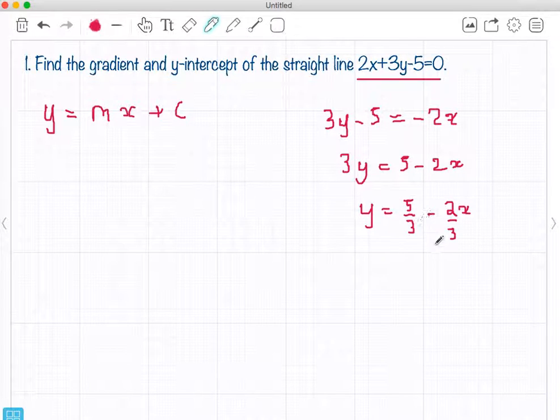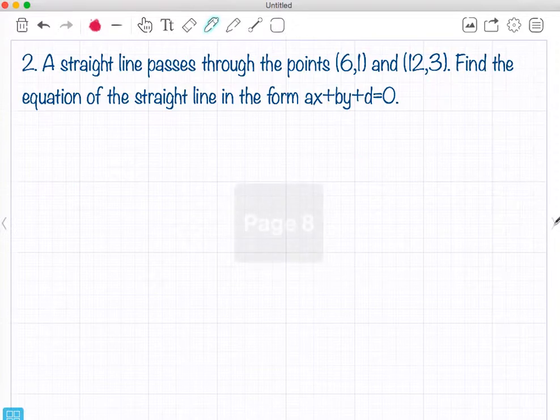Now I can clearly see what the m number is. It's the number that's in front of the x. It has a minus with it here. So m, the gradient, is minus 2/3. And c, the y-intercept, is the number that's left here on its own, which is 5 over 3. So the trick is getting it into that form. Now we're going to have a look at another type of question.